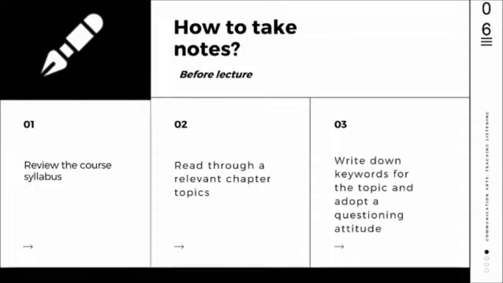And then the third one, you have to write down keywords for the topic and adopt a questioning attitude. It is important for you to write down keywords for the topic in order for you not to miss any topic that will be discussed in that particular lecture, and you must develop this questioning attitude on how you are going to learn this particular topic. So you must evaluate yourself because this will determine what particular method of note taking you will use for you to better learn.